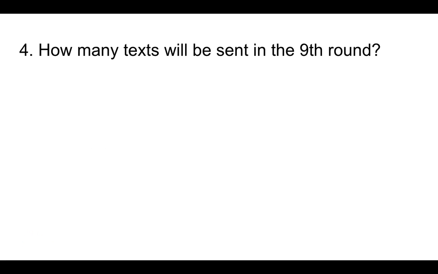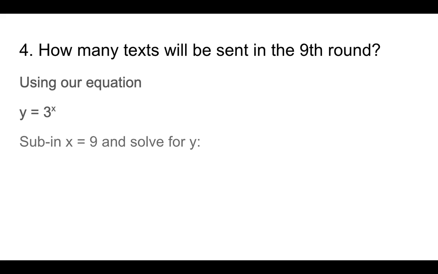So what's the next question? How many texts will be sent in the ninth round? So we're going to use our equation here. So y equals 3 to the x, and we're going to replace x with 9 and then solve for y. So y equals 3 to the 9, and if you put that into your calculator, you should get 19,683. I strongly suggest that you try that out in your calculator just to make sure you're using the correct button to get to the correct answer.